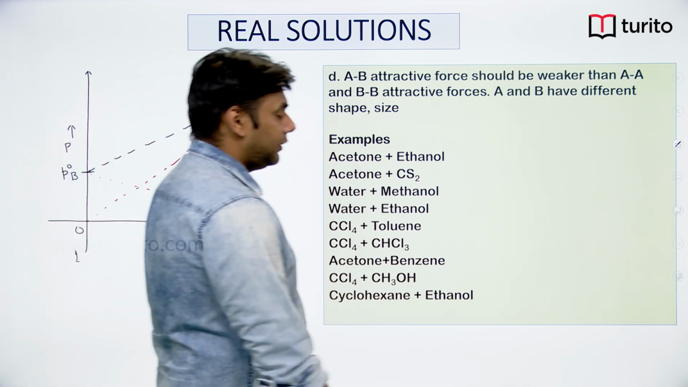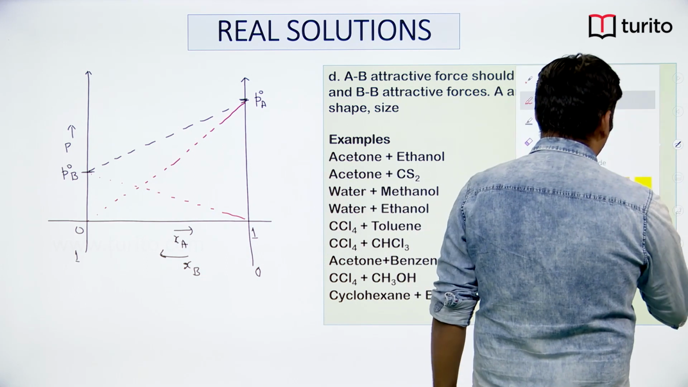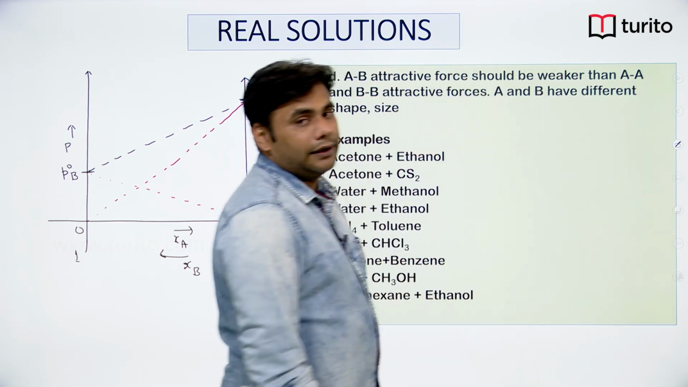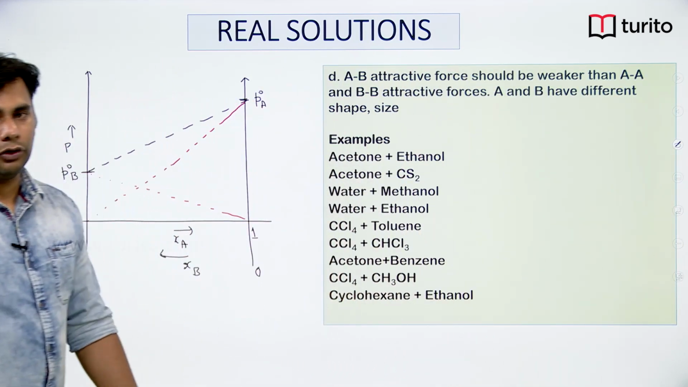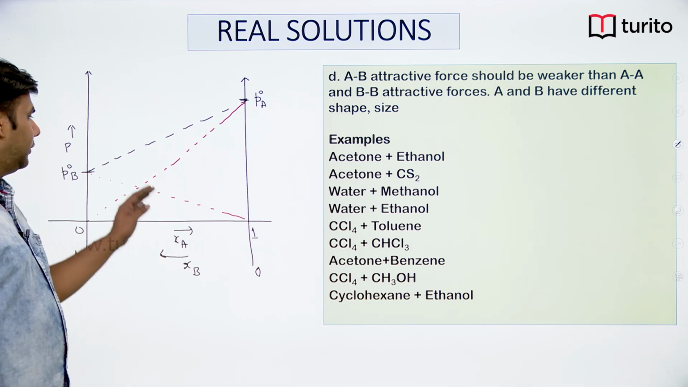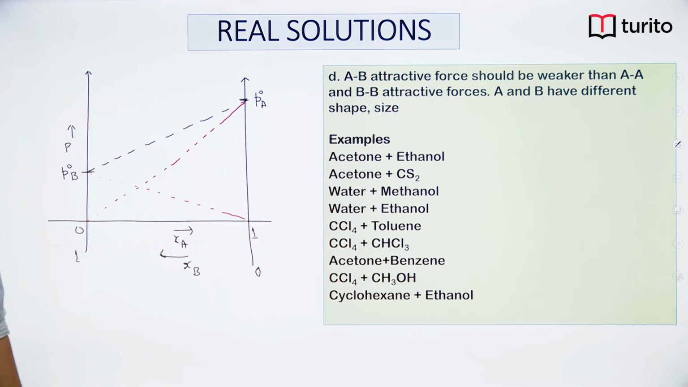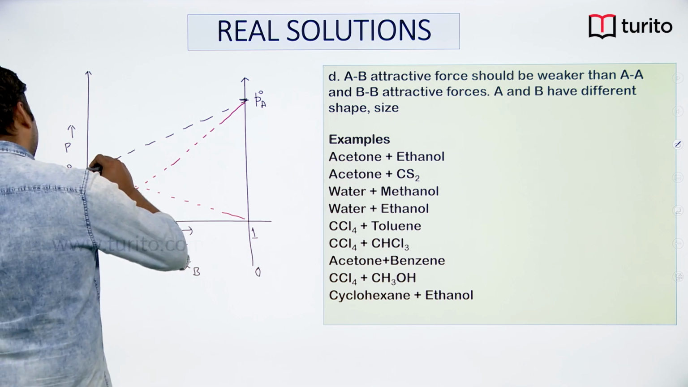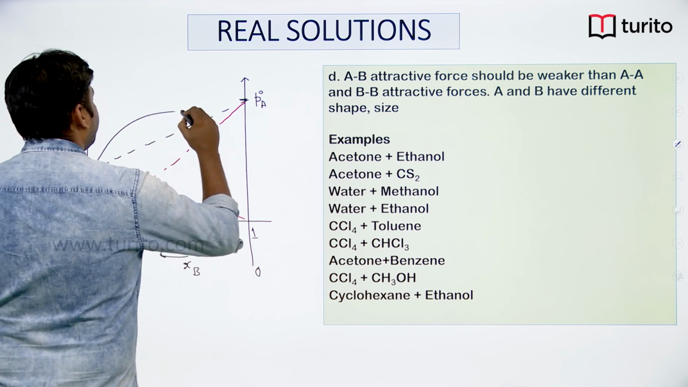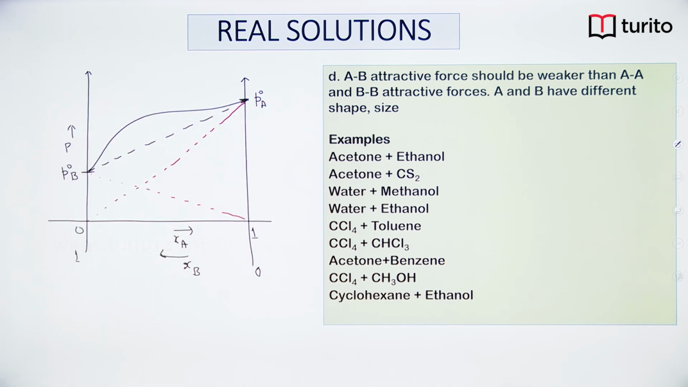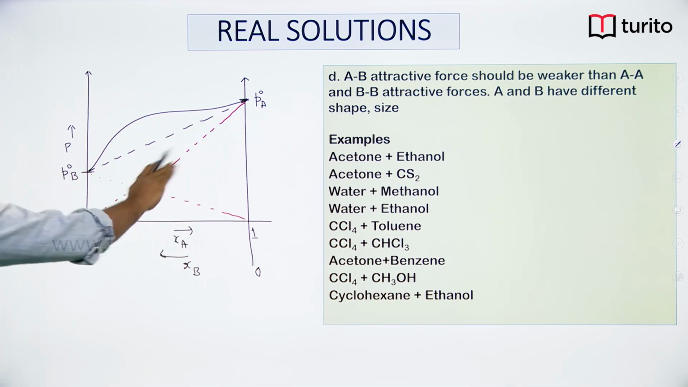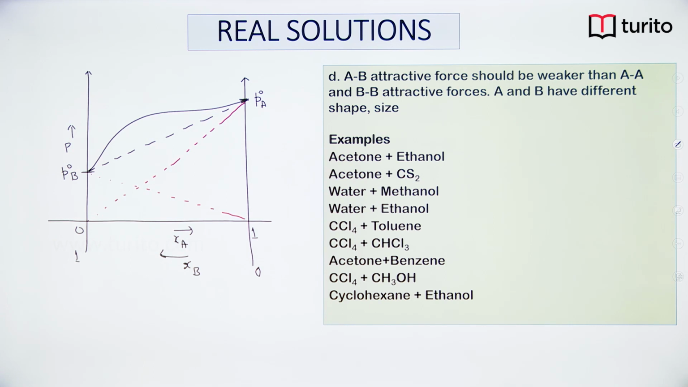But we know that positive deviation solutions, or real solutions, do not obey Raoult's law, so the total pressure would be greater than that expected from Raoult's law. So the graph of this looks something like this. This is the graph of the positive deviation solution. You can see the pressure is always greater than the total pressure predicted from Raoult's law.